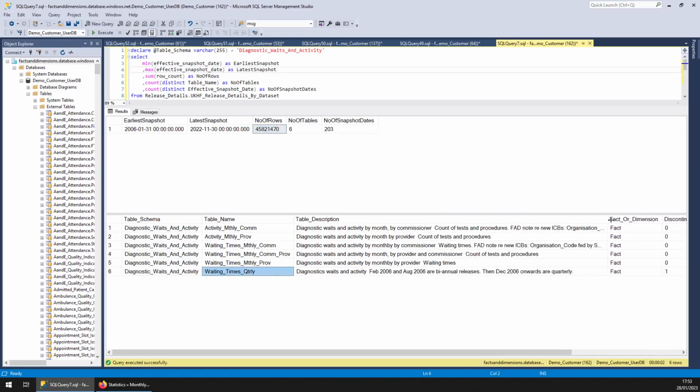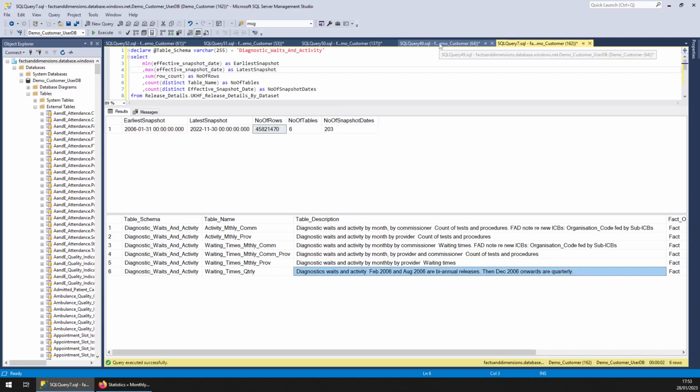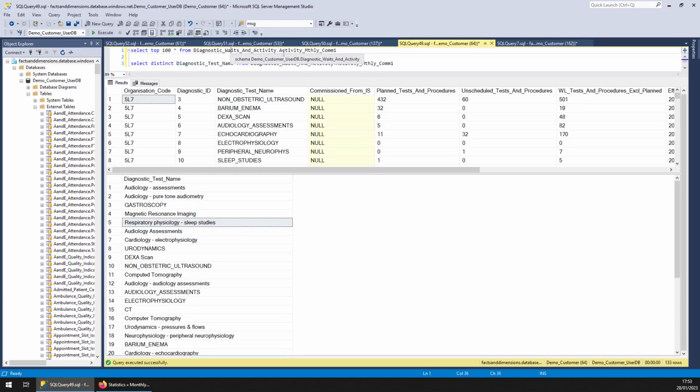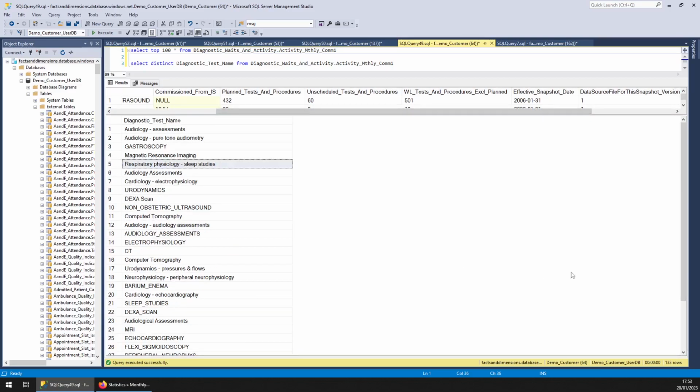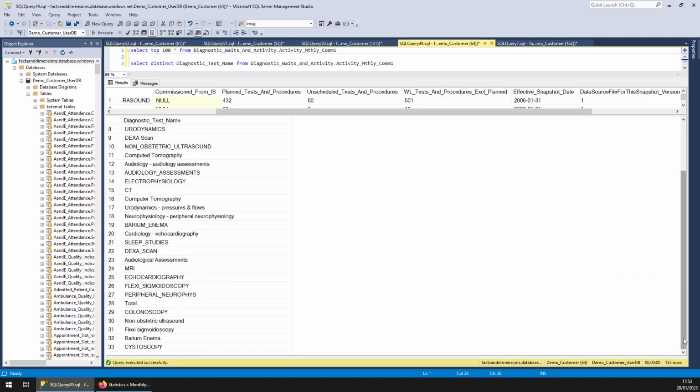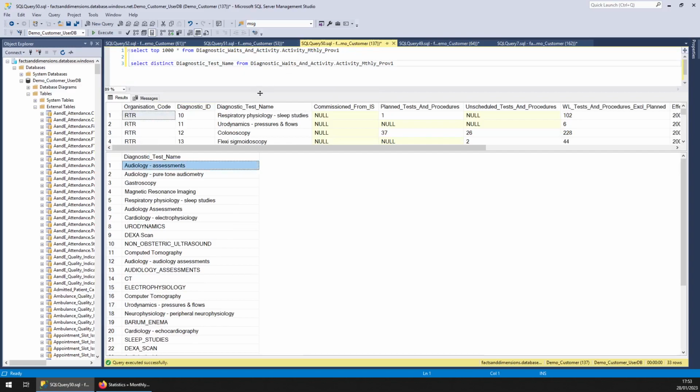These are the tables, so you can see those descriptions there. I've queried some of them, so we can have a little look at what we've got. First of all, activity monthly commissioner. So that's the commissioners and the diagnostic tests, and you've got these columns here. And the diagnostic tests, there's this list here, and if I just scroll down a bit more, that's the rest of them. So you can pause the video to have a look at that.